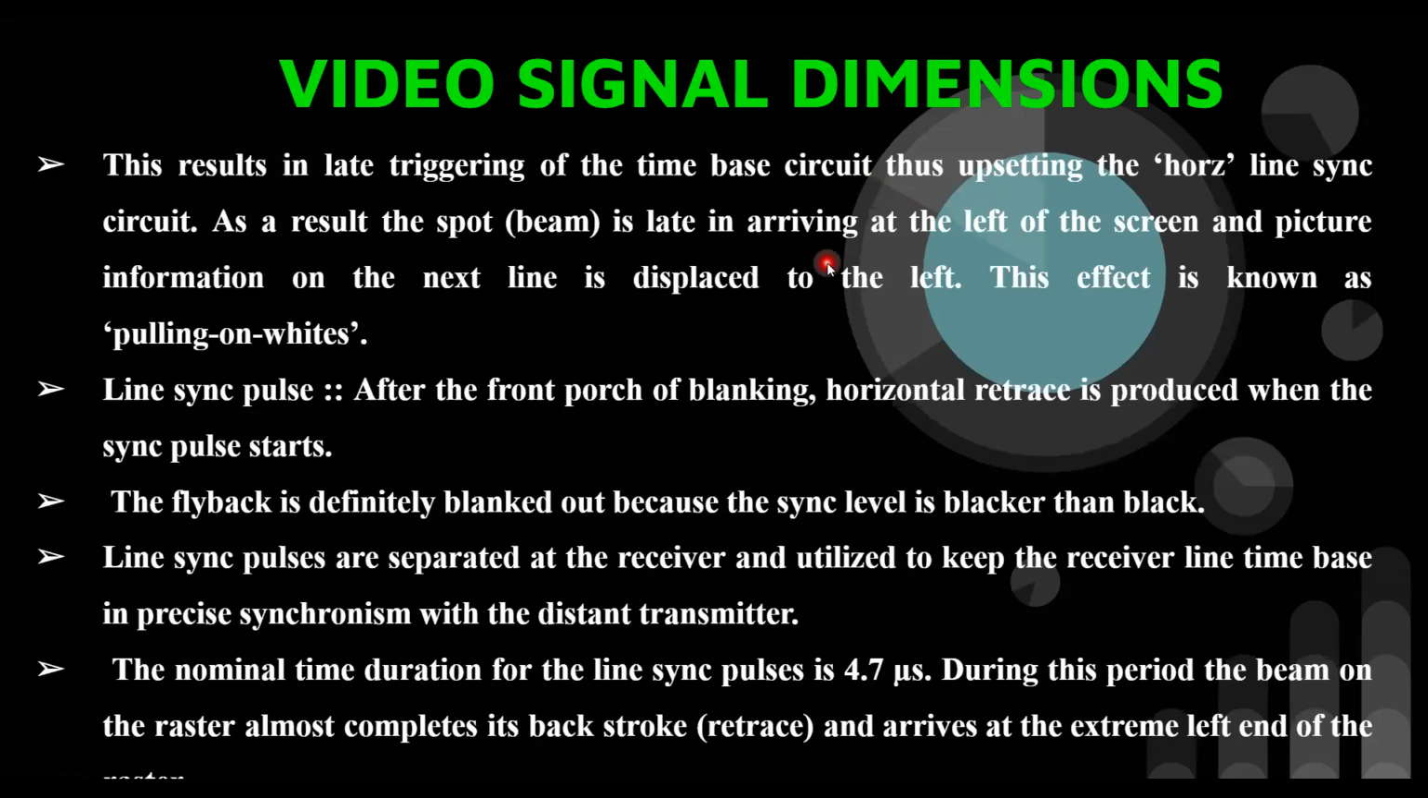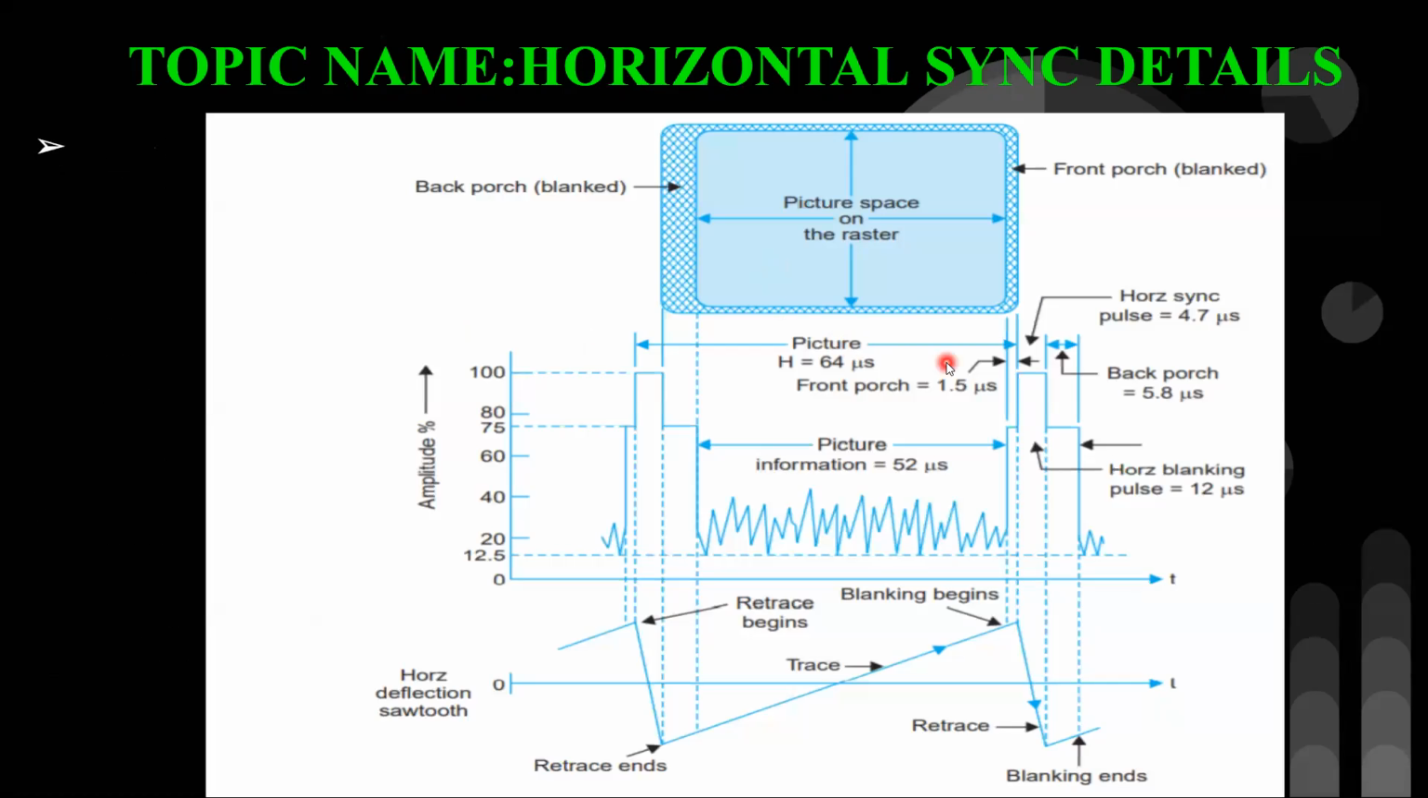So dear students, that is the information we wanted to recollect from the line synchronization pulse. Let us watch this pulse in our waveform. This is the line horizontal sync pulse and blanking pulse. This is a horizontal sync pulse with a 4.7 microsecond active period, and we have a 12 microsecond blank period. So remember all these dimension values.